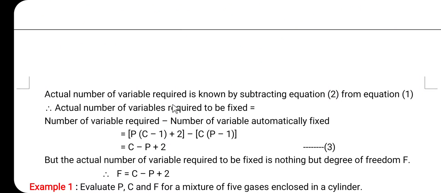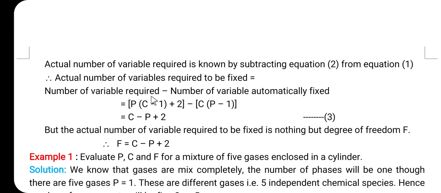The actual number of variables required to be fixed is found by subtracting equation 2 from equation 1. That is the number of variables required minus the number of variables automatically fixed. The number of variables required is P(C - 1) + 2, minus the number of variables automatically fixed, C(P - 1). When we solve this, we get the actual number of variables required to be fixed as C - P + 2. This is equation number 3.